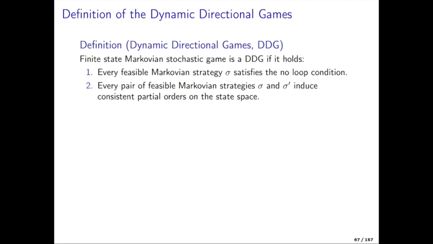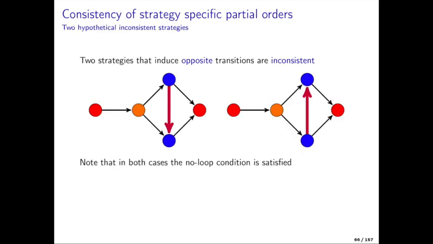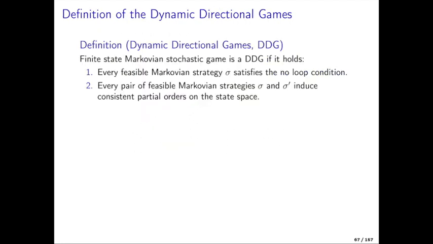So here's the definition of the directional dynamic game, or dynamic directional game, or DDG. It's a finite Markovian stochastic game where the following holds. Every feasible Markovian strategy sigma satisfies the no-loop condition, and every pair of feasible Markovian strategies, sigma and sigma prime, induce consistent partial ordering on the state space. In other words, this cannot happen: you can't have sigma and sigma prime inducing different partial orders of the state space, or arrows pointing in opposite directions.